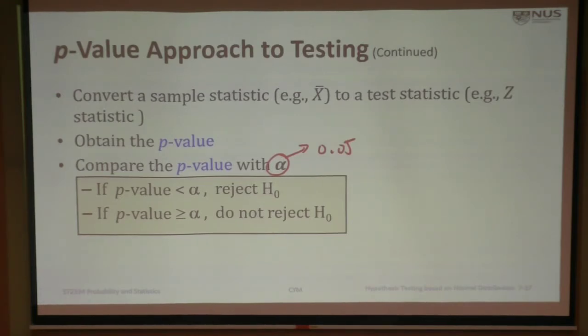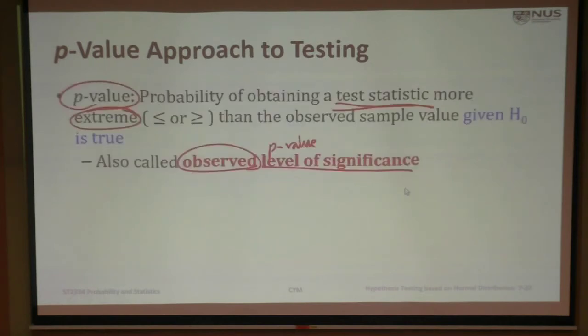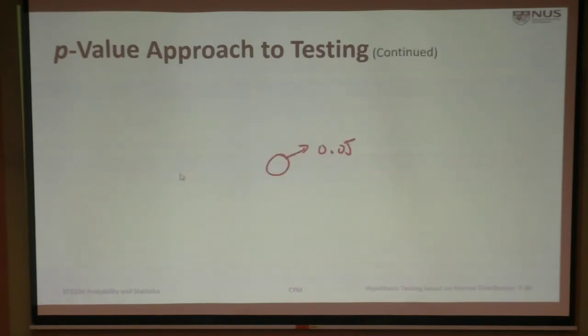What does it mean? It means that if I got a sample value such that the chance of seeing something more extreme than what I see is small, that means what I have already is very extreme. So I believe the null hypothesis is false, because the way that I calculate the p-value is based on the null hypothesis value. So remember, the p-value is the probability of something more extreme, under the null hypothesis.